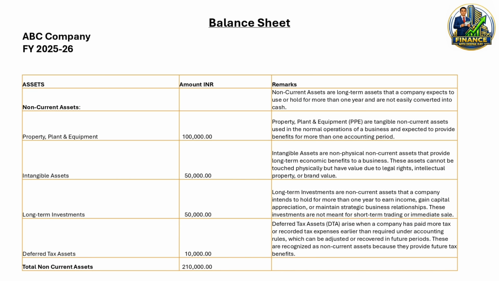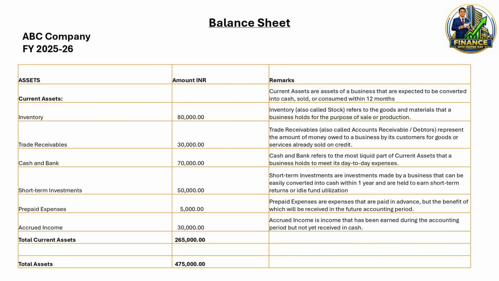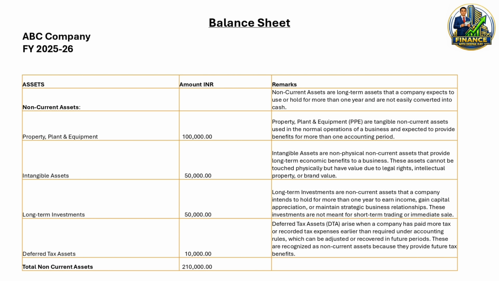Let's see the balance sheet of ABC company with the figures. In asset side, we have the non-current assets and the current assets. Under non-current assets, property, plant and equipment is 1 lakh rupees, intangible asset is 50,000 rupees, long-term investment is 50,000 rupees, and deferred tax asset is 10,000 rupees. So total non-current asset is 2 lakh 10,000 rupees.